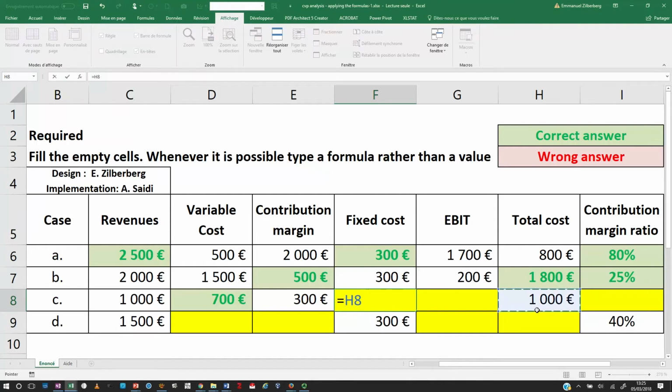We don't have the fixed cost, but we have the total cost. So the fixed cost, that's the total cost minus the variable ones. We have the total cost 1,000. We know that the variable costs are 700. So the fixed costs have to be 300. The EBIT, that's the contribution margin minus the fixed cost. That is 0.